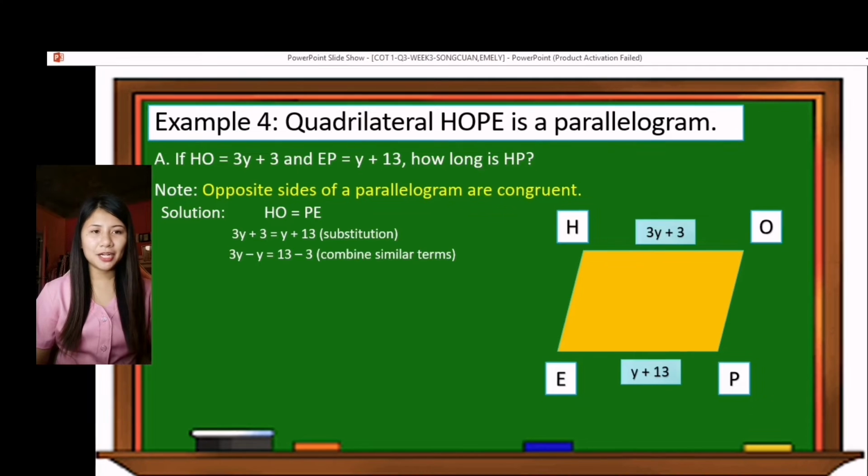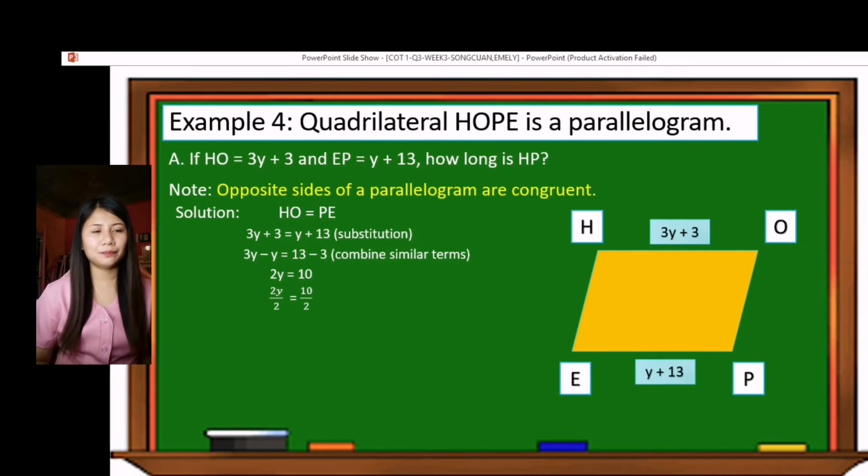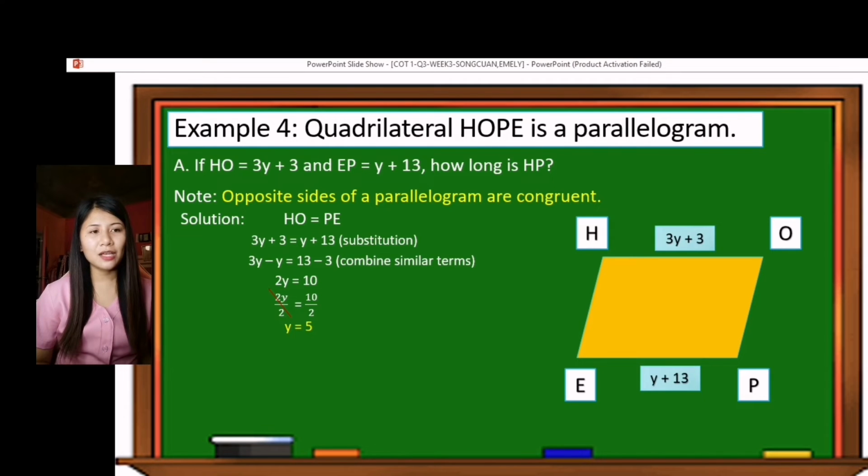Next, combine similar terms. Transpose y to the left side and transpose 3 to the right side. We have 3y minus y is equal to 13 minus 3. So, what is 3y minus y? Okay, correct. That is 2y. And then 13 minus 3 equals 10. Next, let us divide both sides by 2. So, cancel, bring down y. 10 divided by 2, that is equal to 5. So, the value of our y here is equal to 5.